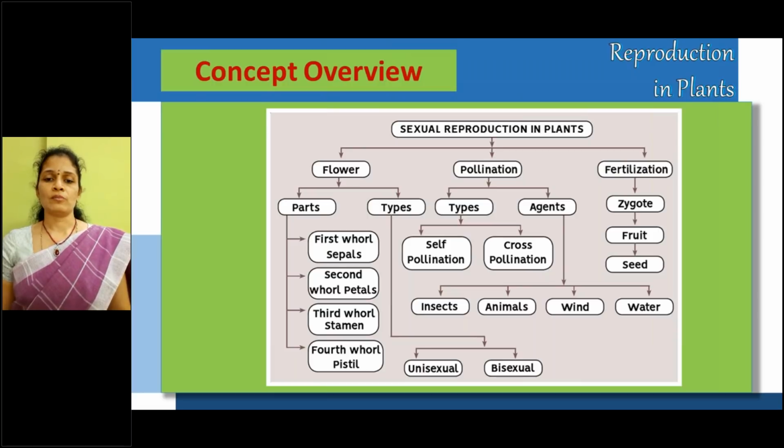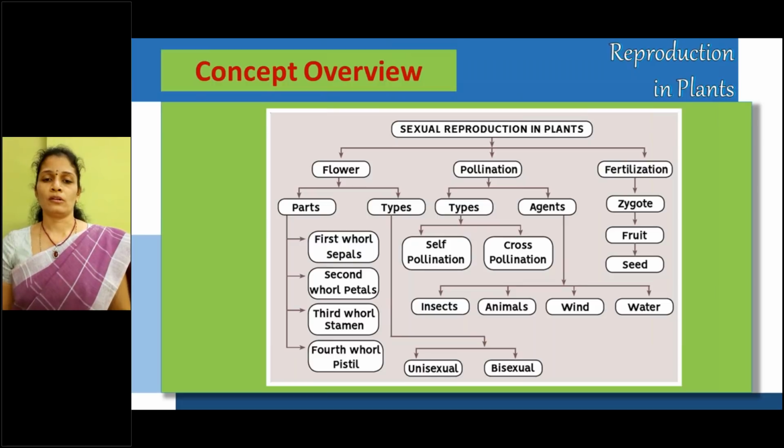Now the next one is bisexual flowers. What are bisexual flowers? The flowers contain both male and female parts in the same flower. Such flowers are called bisexual flowers. Examples like rose and hibiscus.